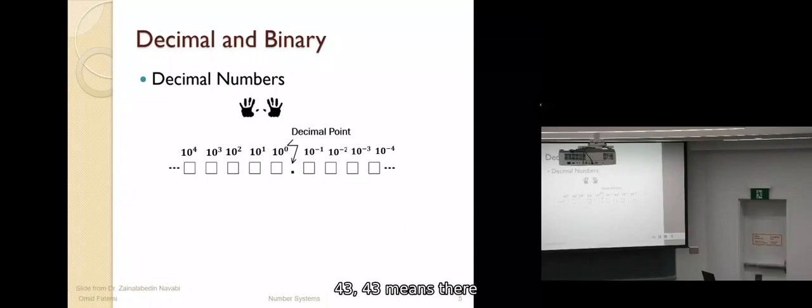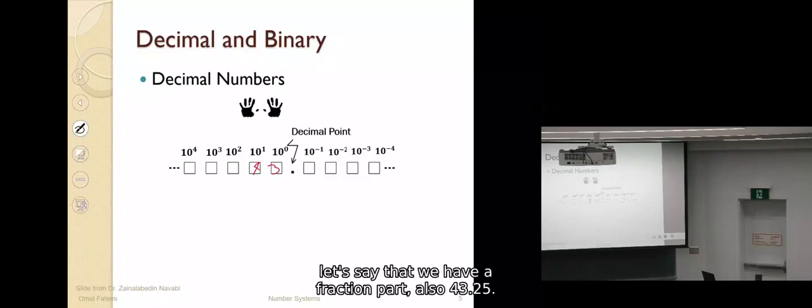43. 43 means there is a number which has 2 digits, 4 and 3, and if you look at 43, it is actually like that. Let me see if I could write. Okay, 43. For example, let's say that we have a fraction part also, 43.25. So when we have a number in decimal system, this is like that.